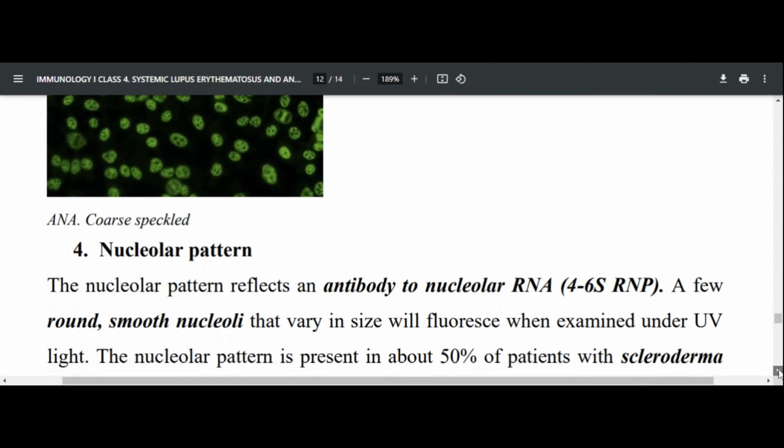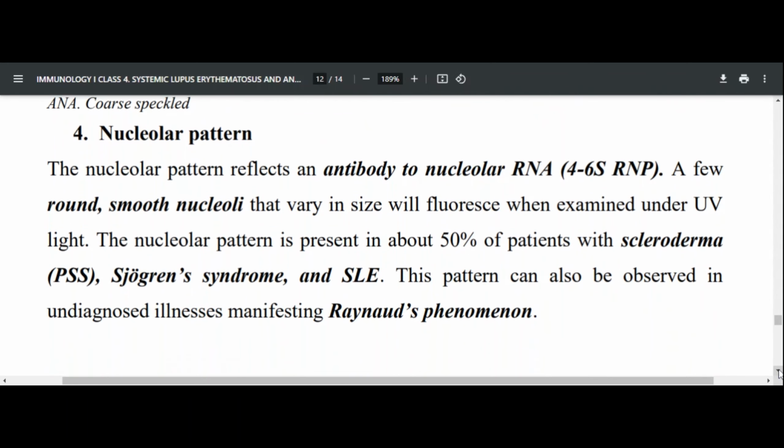The fourth pattern is called the nucleolar pattern. It reflects antibodies against nucleolar ribonucleoprotein, RNA, which is, of course, ribonucleoprotein 46S. A few round, smooth nucleoli that vary in size will fluoresce when examined under UV light. Those are a few round, smooth nucleoli that will be fluorescing.